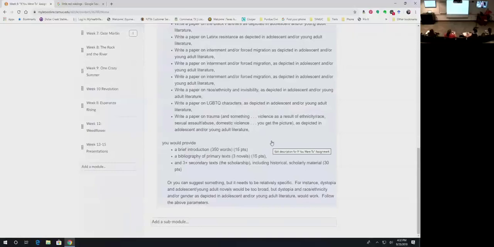Okay. So for the primary text, those are the novels, correct? That's correct. Yeah, it says 3 novels there. And we're allowed to use novels that we're reading in this class. That's correct.